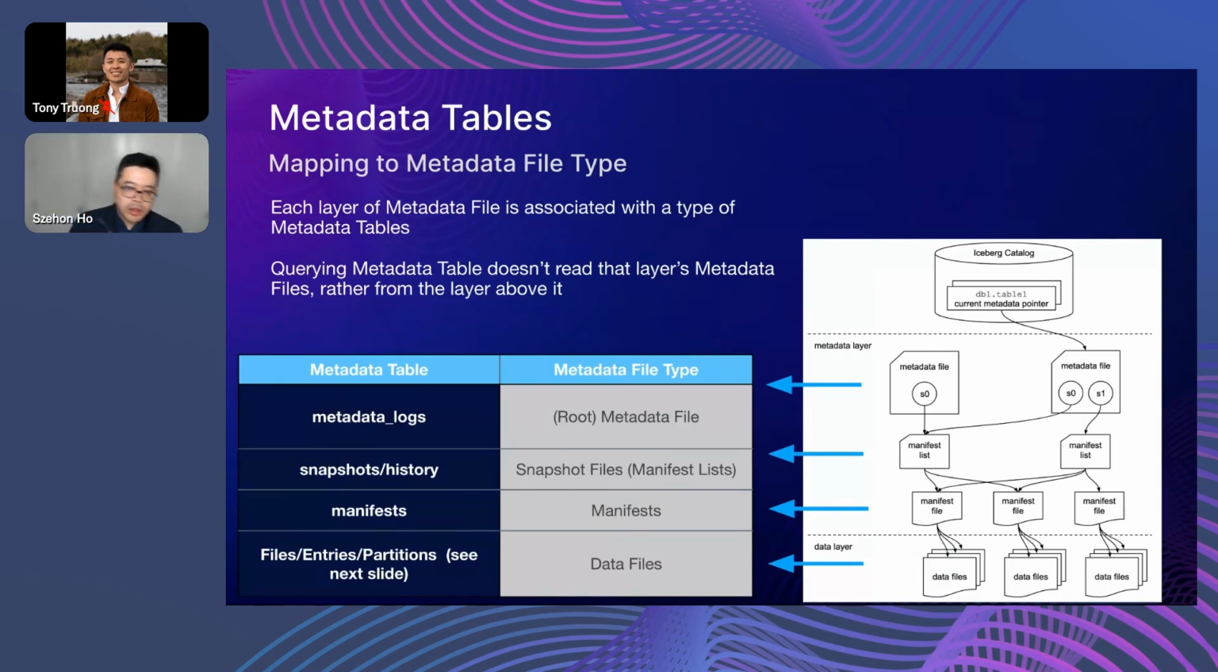Each metadata table corresponds to one type of metadata file in this hierarchy. The latest table, I think, is metadata logs, and it will give information about the root metadata file. If you want information about the snapshot files, you will go to snapshots or history. That will give you the snapshot pointers I was talking about, where you can go back in time and do time travel. Underneath, you have the manifests table that talks about manifest files, and then you have a whole bunch of other tables talking about the data files.